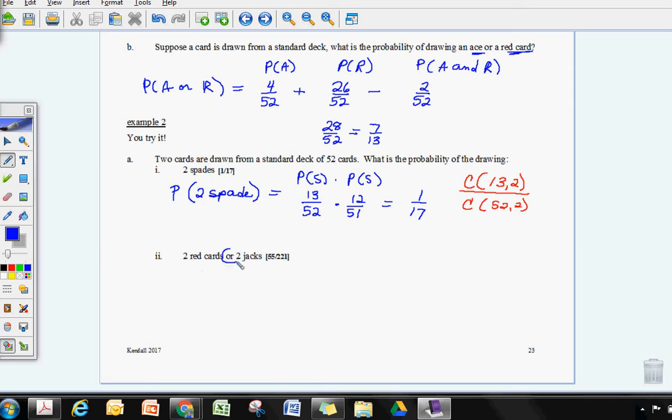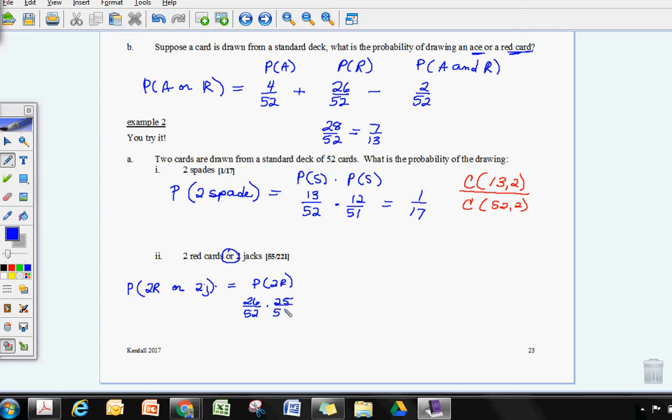Now, new school, because of that word or there. I want the probability that it's going to have 2 red, or I'm going to have 2 jacks. Okay, so I need to figure out the probability of 2 red. Now, the 2 red is what we did up here. So if I have 2 red, that is going to be my 26 out of 52. And I also need a second card, which would be 25 out of 51.